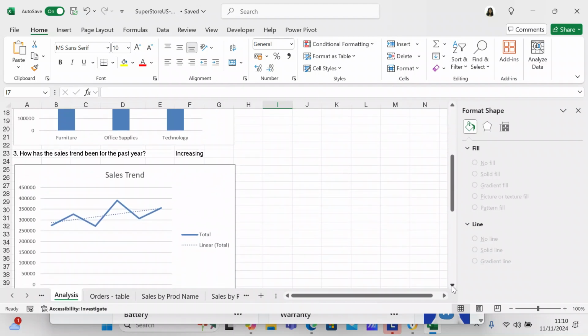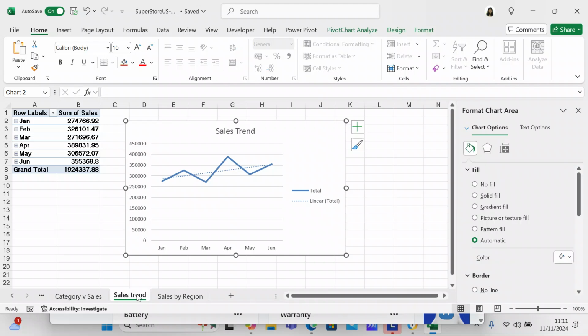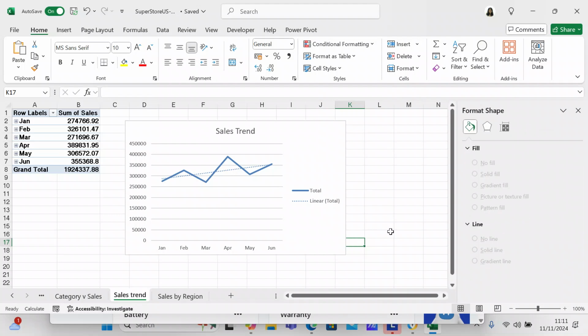Question number 3, how has the sales trend been for the past year? Well, the answer to that is increasing. Again, we'll come over here towards the end, sales trend. So you make a pivot table for the sales of each month, and this is only 6 months, from January to June, and then after that you've made your pivot table, which gives you the sum of your sales. What you do is you create a chart with that, and what we wanted was a trend line. So how you get the trend line is you come over here, you click into the chart elements, and you click on the trend line, and what we have is a linear trend line. And the linear trend line is telling you that the sales are increasing.